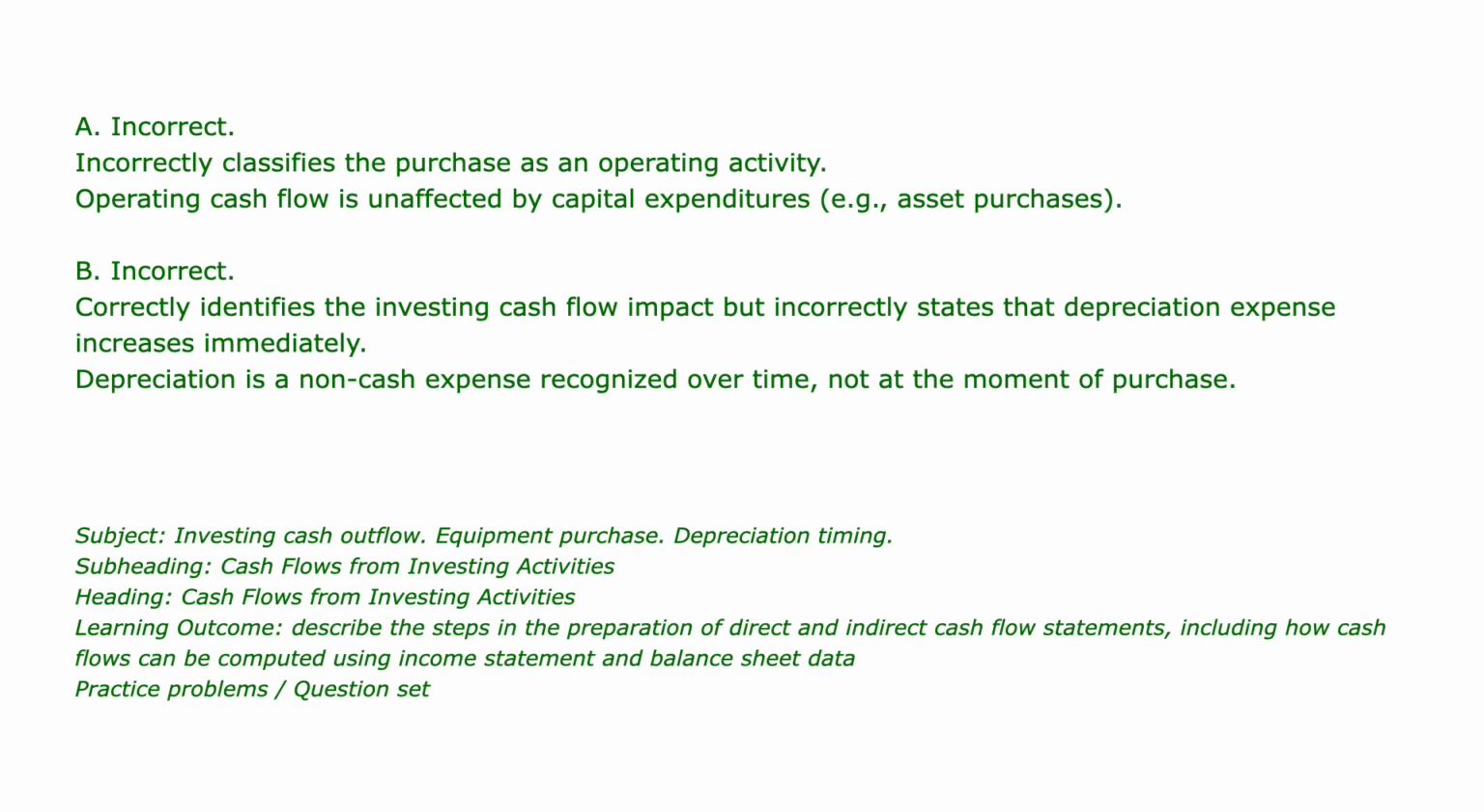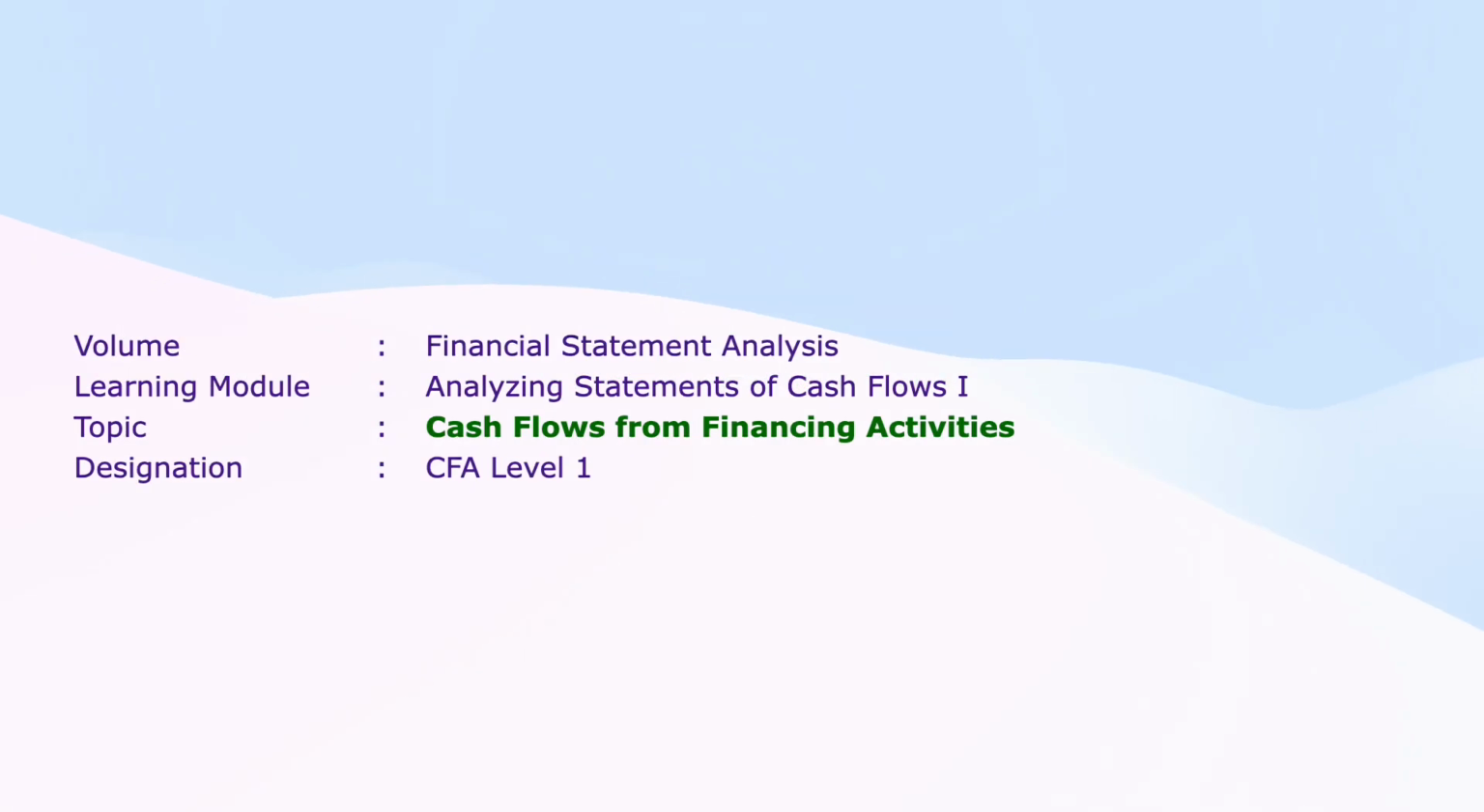A. Incorrect. Incorrectly classifies purchase as operating activity. Operating cash flow unaffected by capital expenditures. B. Incorrect. Investing cash flow impact is correct, but depreciation expense is incorrectly stated to increase immediately.